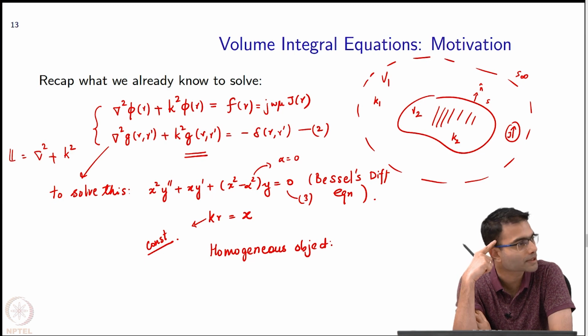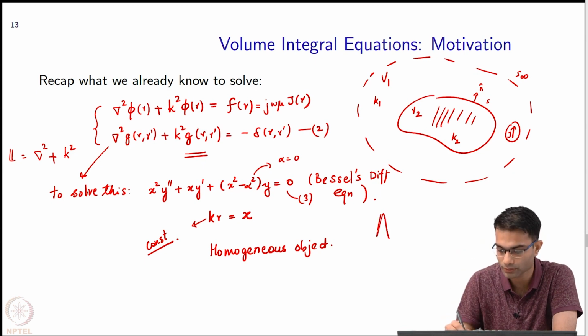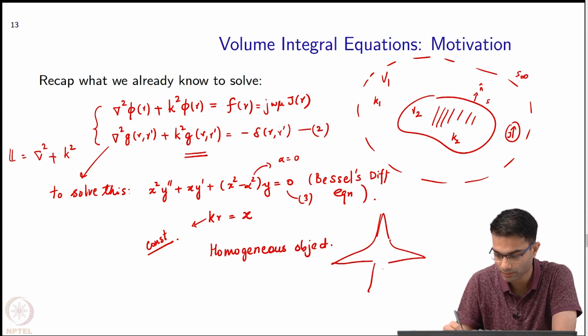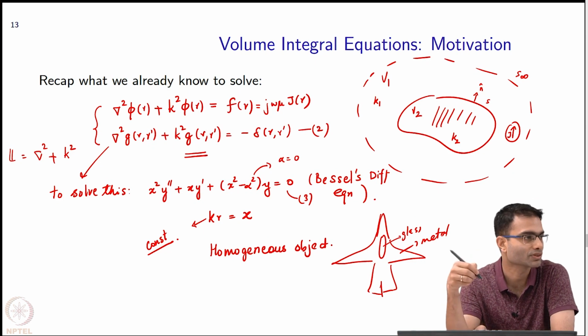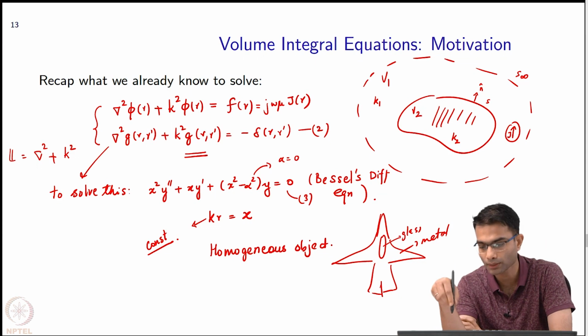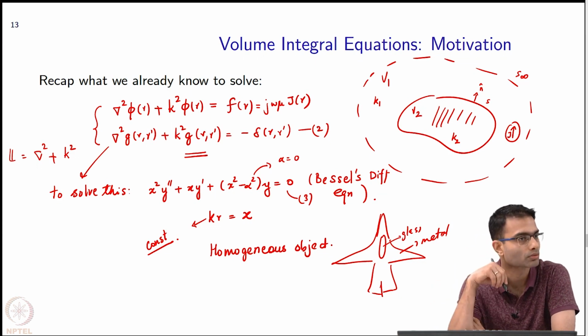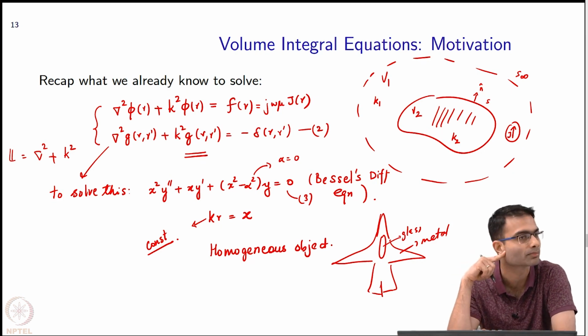Now, real life objects, will they always be homogeneous? Obviously not, right? Think that you are calculating the RCS of some aircraft. This is some aircraft. There's some cockpit over here, so you'll have some glass here, some metal over here. Different components are there. So all realistic objects are going to be heterogeneous. So can I apply this approach that I've discovered so far, this surface integral approach? Can I use it for this kind of a problem?